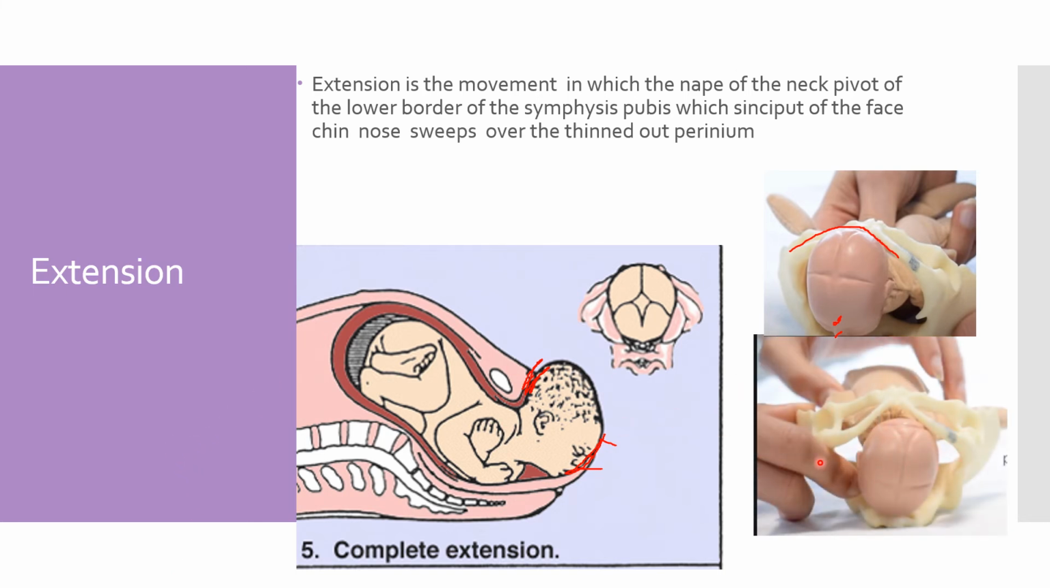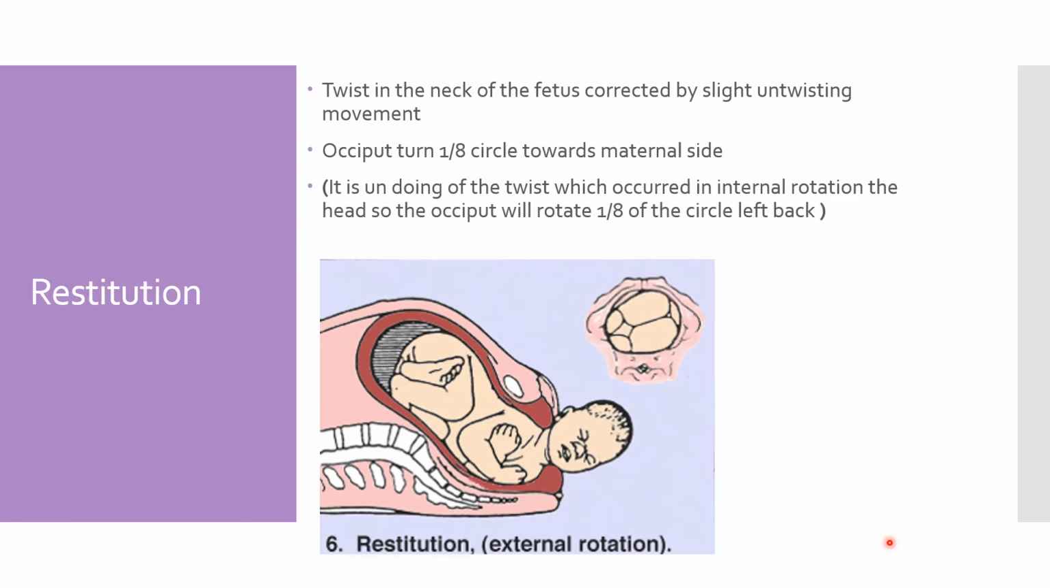For better understanding, I have tested with more images like this. This is the anterior view. This is the lateral. After the extension of the head, there will be the restitution. In restitution, the twist in the neck of the fetus is corrected by a slight untwisting movement. The twist occurred during internal rotation of the head from the iliopubic eminence to the symphysis pubis. That twist has to be untwisted.